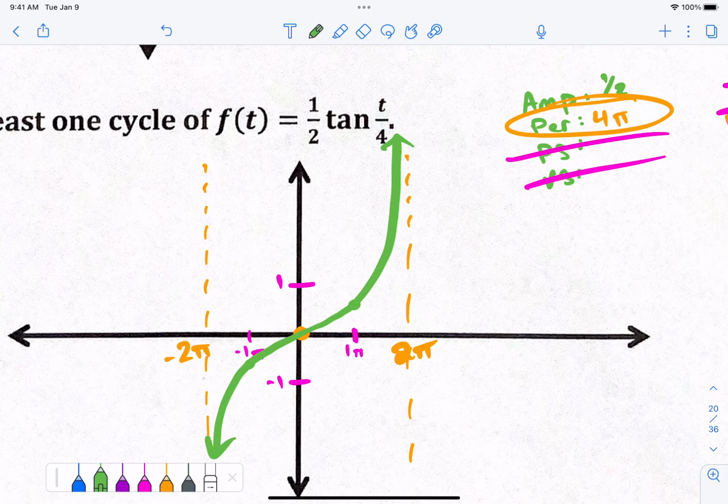That's what one cycle is. They say at least one cycle. You can go crazy and do another cycle if you want to. What if that was a negative tangent, by the way? It would go the other direction, flip down. That's fine. Put your vertical asymptotes in there, please, like your dotted lines. Any other questions? Did you get through that?